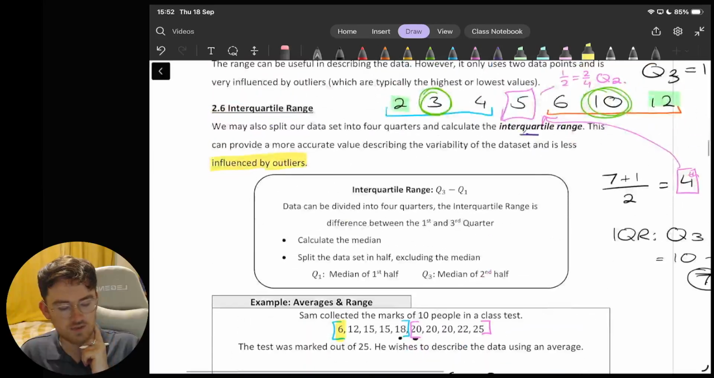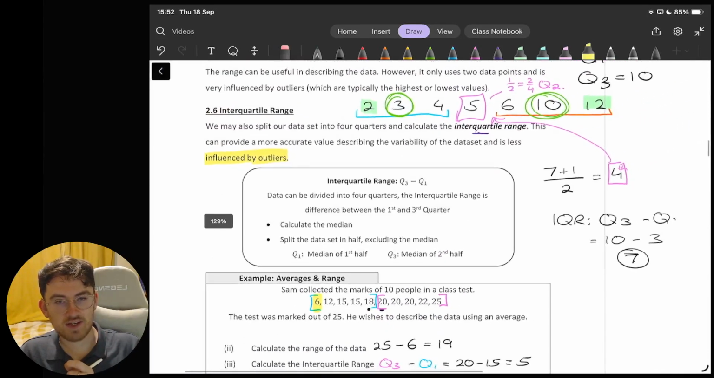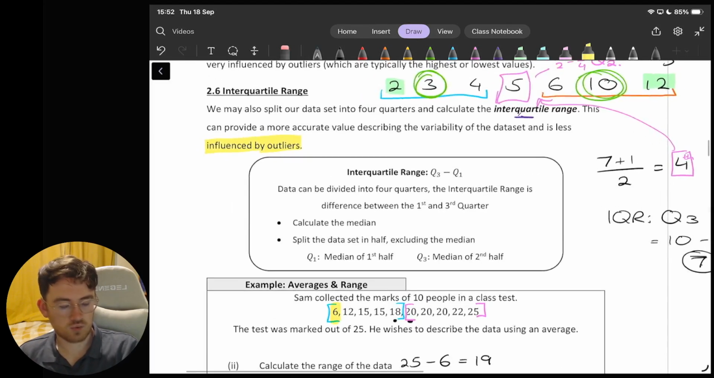The main takeaway from this video is just making sure you're able to calculate your interquartile range. We do it by calculating the median first and then taking what is left of the data, ignoring that median, but taking the two halves of the data and using that to calculate our medians. That should allow us to find the two quartiles, Q1 and Q3, and then we can go from there to calculate the interquartile range.